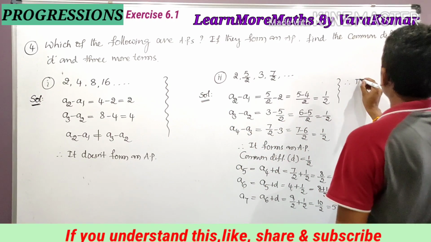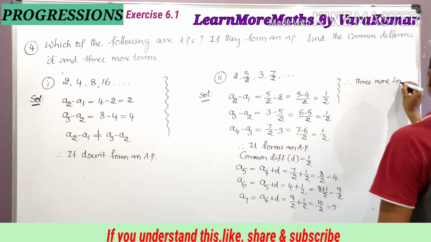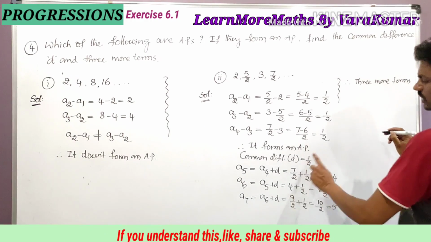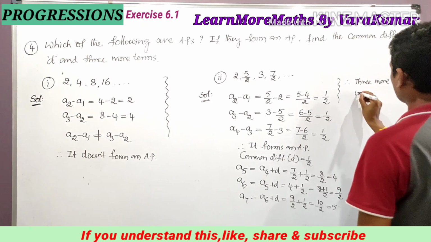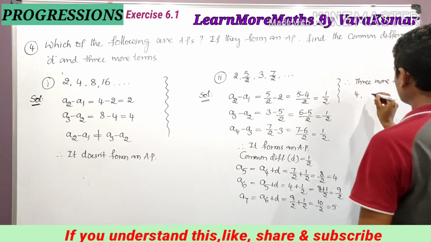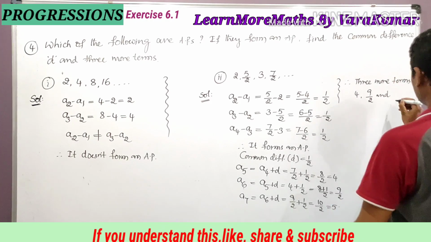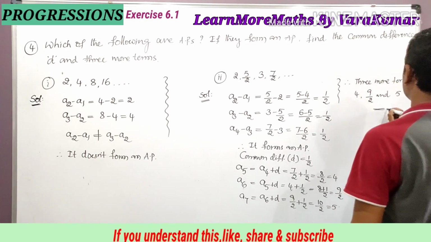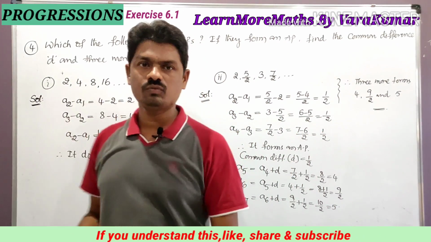3 more terms. So what are the 3 more terms, student? Here A5 is 4, A6 is 9 by 2 and A7 is 5. So these are the 3 more terms, student. So this is the first and second bits in fourth problem.